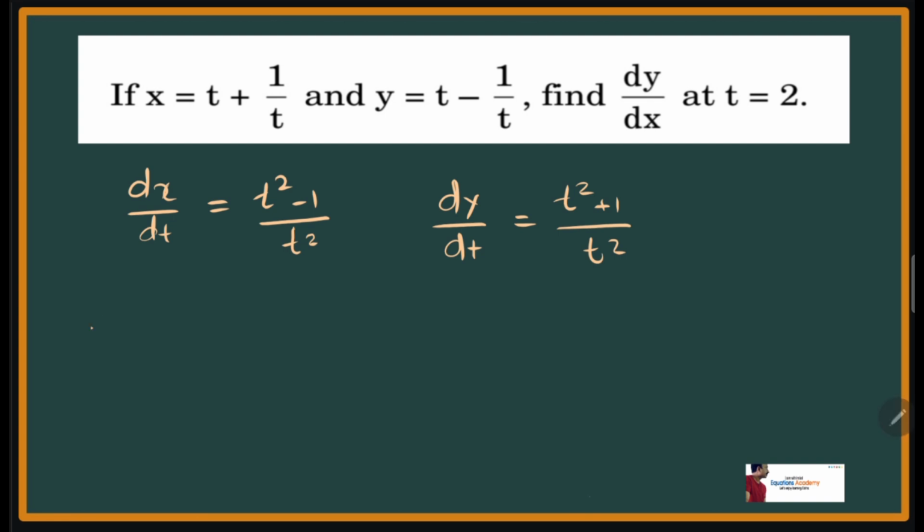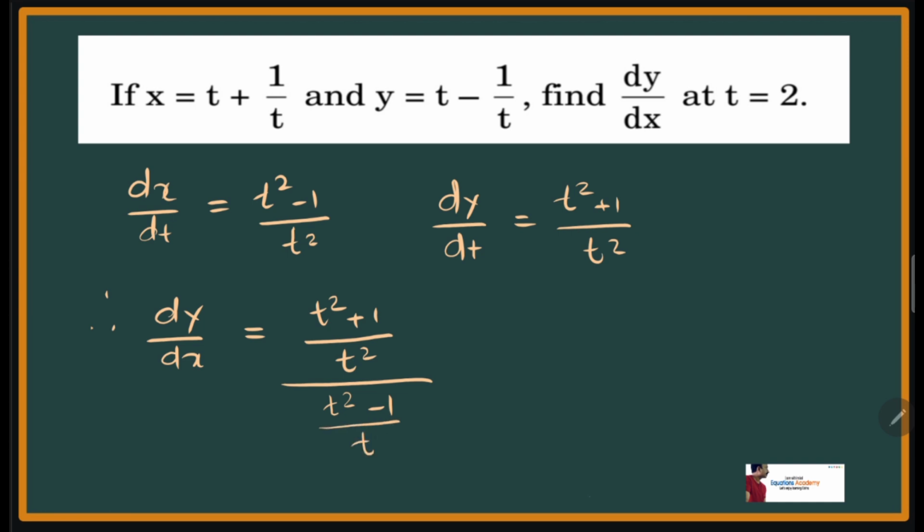Therefore dy by dx is equal to dy by dt divided by dx by dt. Dy by dt is t square plus 1 divided by t square, whole divided by dx by dt is t square minus 1 divided by t square. T square gone. We have t square plus 1 divided by t square minus 1. This is dy by dx.